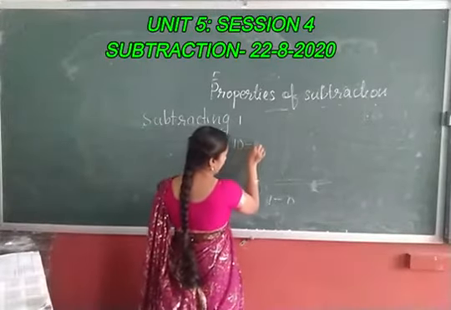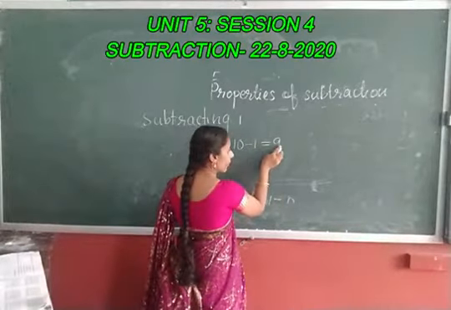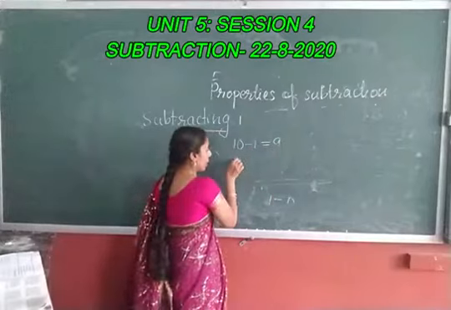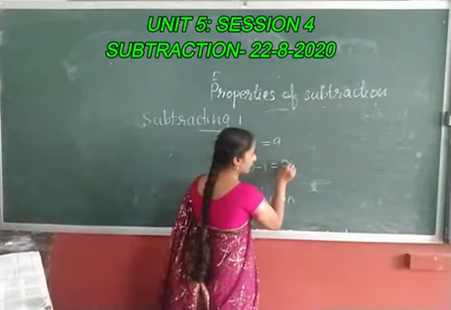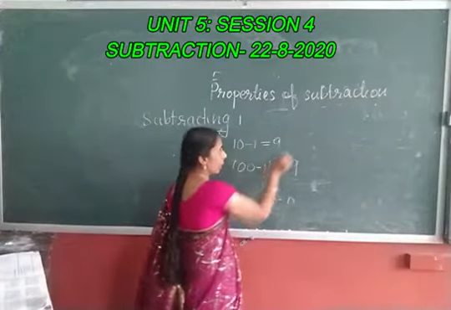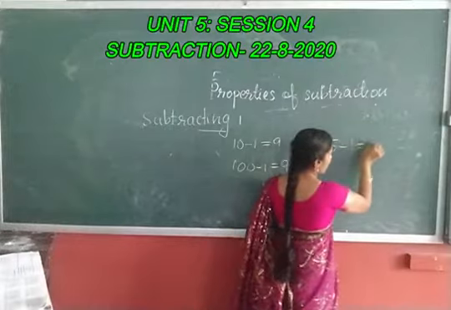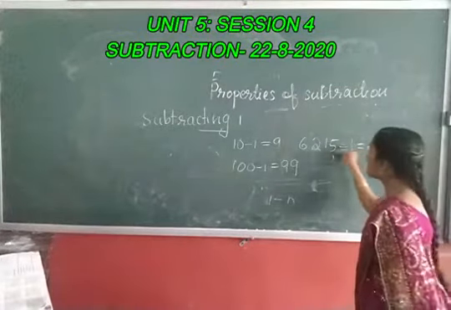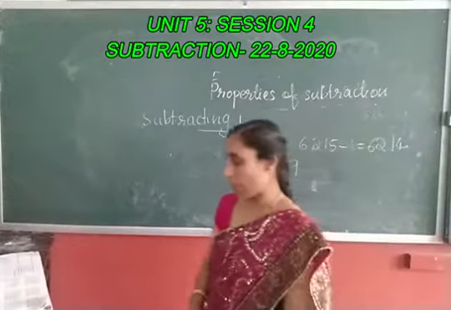10 minus 1 is 9. The just-before number, or predecessor, of 10 is 9. 100 minus 1, can you say the just-before number of 100? 99. 6,241 minus 1 is 6,240. No need to do the subtraction here; directly you can write the just-before number.